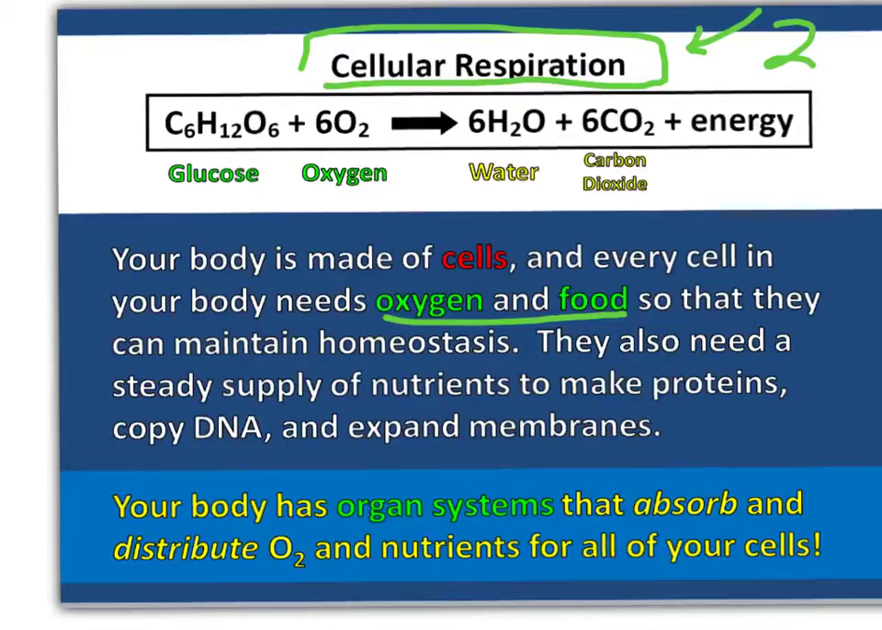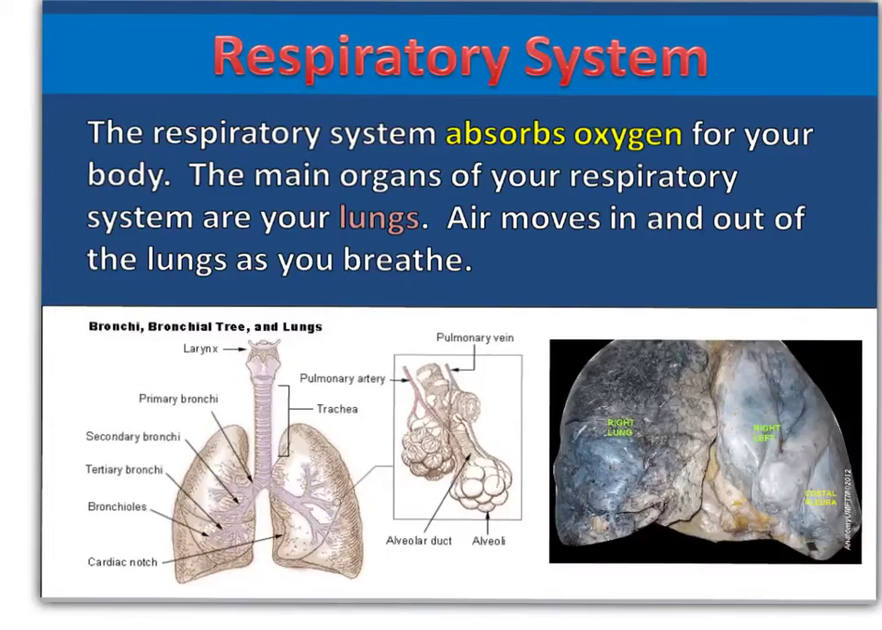Okay. The reason why we need a steady supply of food is so that we can make our proteins that we've talked about, so we can copy DNA, and so we can expand our membranes. We do have different body systems that will absorb and distribute oxygen and nutrients to all of our cells, and those are the ones that we're talking about today. So number 3 on your notes says, which body system absorbs oxygen? Absorbing oxygen is your respiratory system.